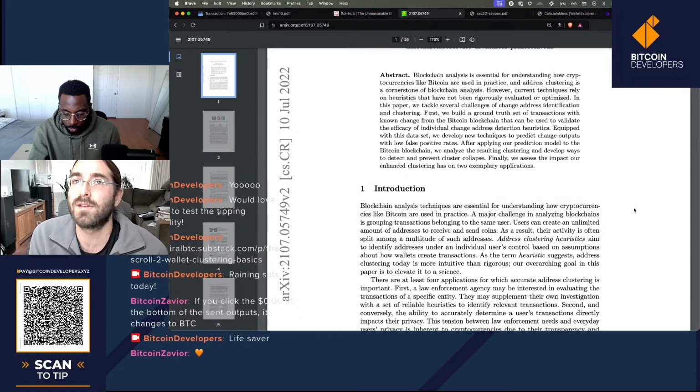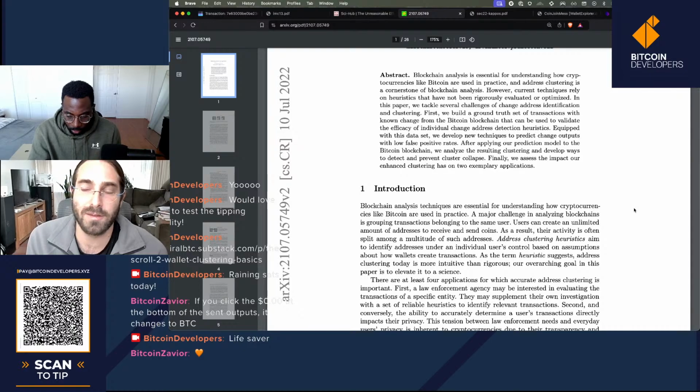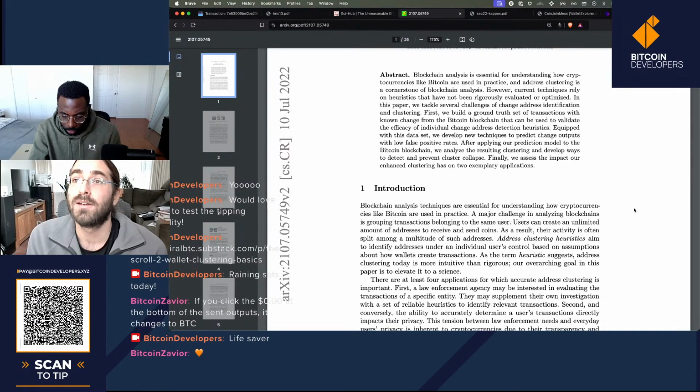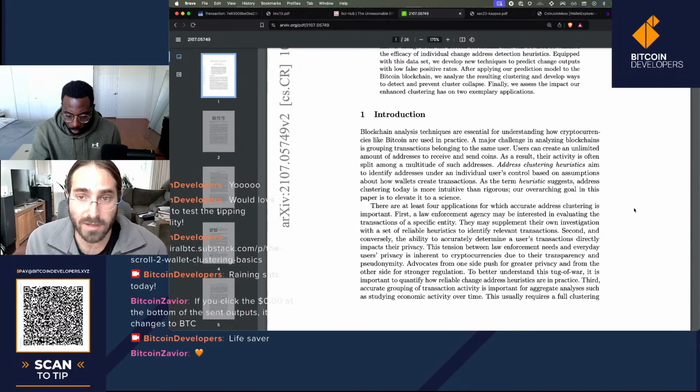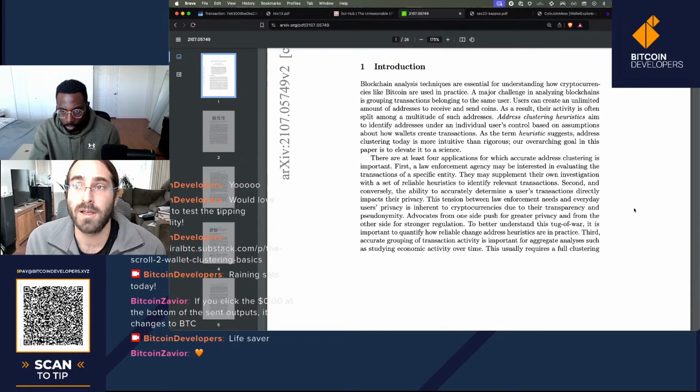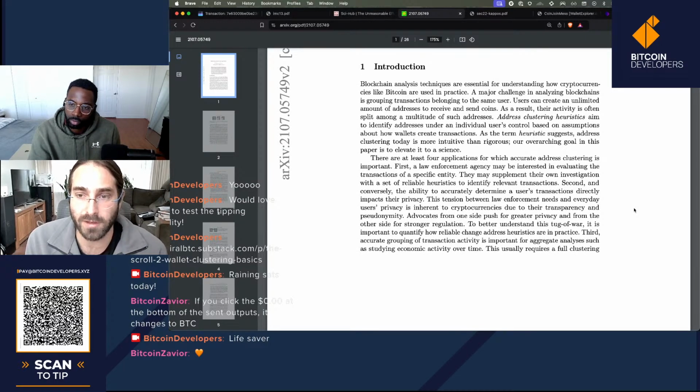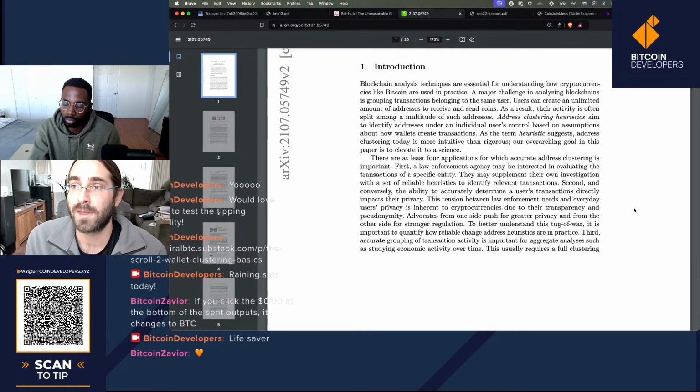So the point here is there's more that can still be done to attack privacy, and chain analytics companies, given that this is their line of work, probably know of all of these techniques.